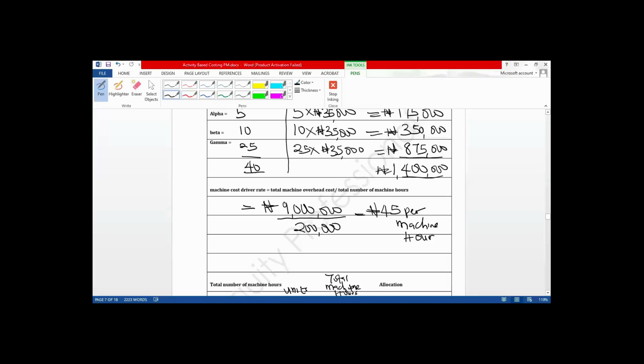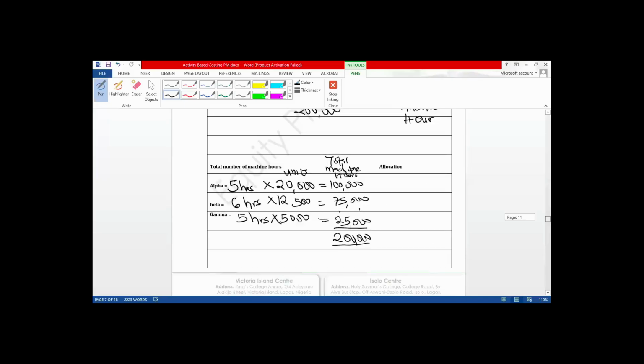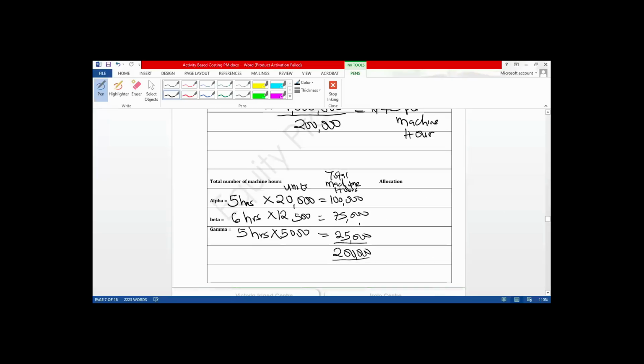Now you can go to allocation. Total machine hour for Alpha is 100,000. Per machine hour is 45 naira. Multiply by 45. Please hold on, Johnson. You can now get allocation. Yes, Johnson. 100,000 multiplied by 45. Yes, go ahead, Johnson.